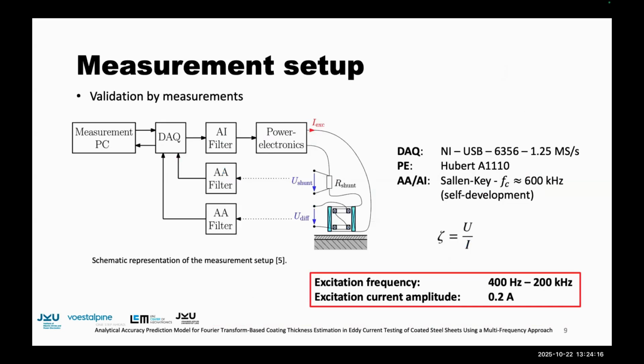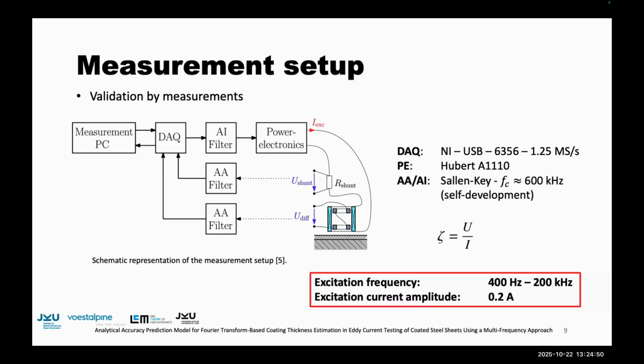To validate this, I need a measurement setup. A measurement PC is used to generate the signals and to do the signal processing afterwards. The connection to the hardware was made by a DAQ box with 1.25 megasamples per second. Then the signal is smoothed and amplified by a linear power amplifier. Then the differential voltage of the eddy current flow is measured, and the shunt voltage is measured, filtered by anti-aliasing filters, and then recorded by the DAQ box, and then the mutual impedance is calculated for each frequency.